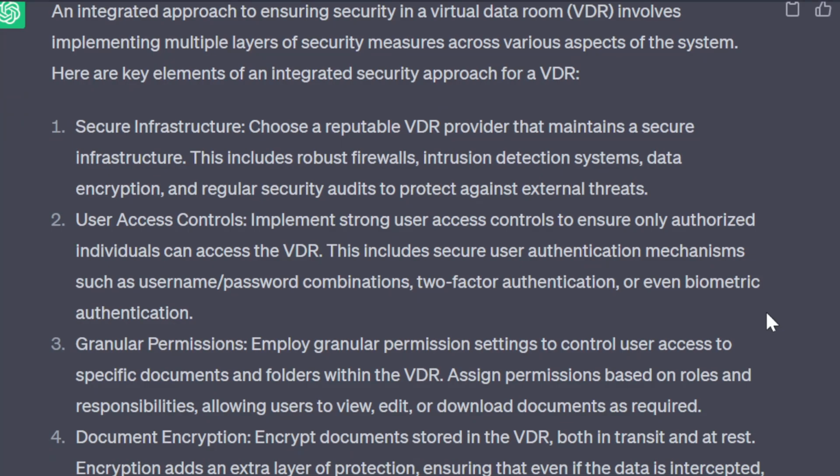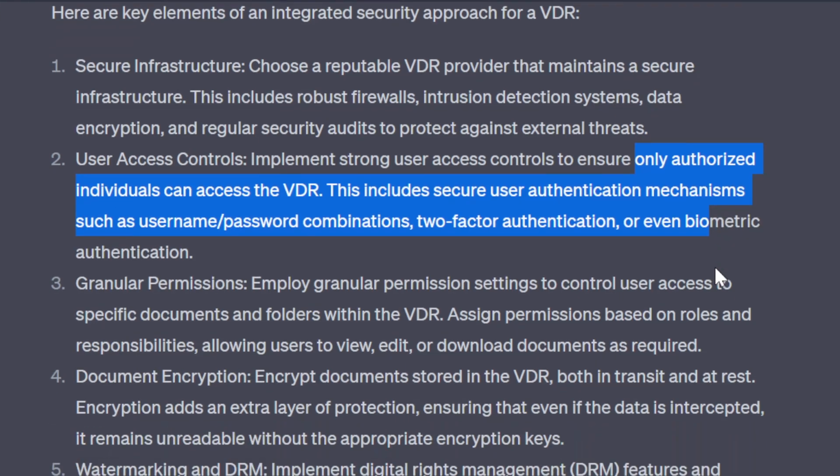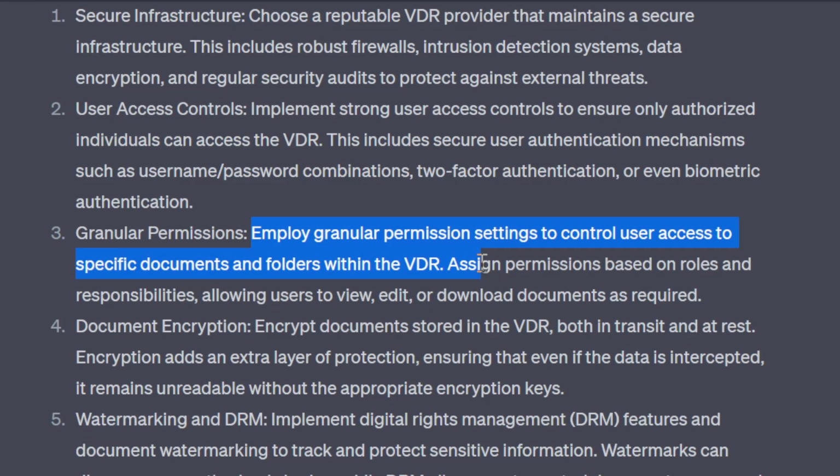User access control. Implement strong user access control to ensure only authorized individuals can access the VDR. Employ granular permission settings to control user access to specific documents and folders within the VDR. Assign permissions based on roles and responsibilities, allowing users to view, edit, or download documents as required.